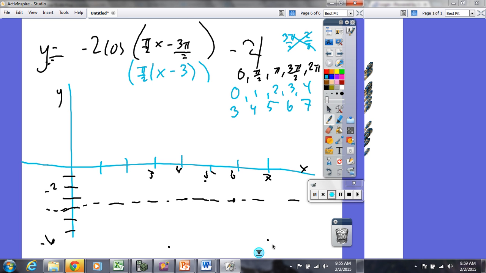Get a blue here and go. That should do it. And that's just one cycle, right? Okay.